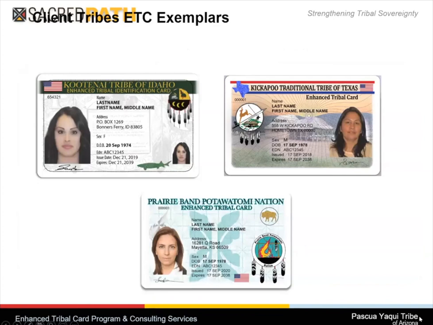These are some examples of ETC cards that we've designed for client tribes. DHS only requires that a tribe incorporates a minimum of 2 security features, but Sacred Path and all of their clients have no less than 5 security features, including the cards you see. We've worked closely with each one of these tribes to create a card that is unique to them.